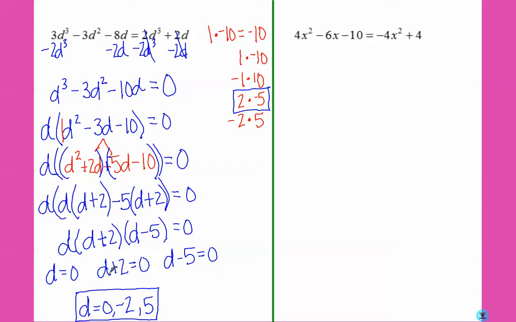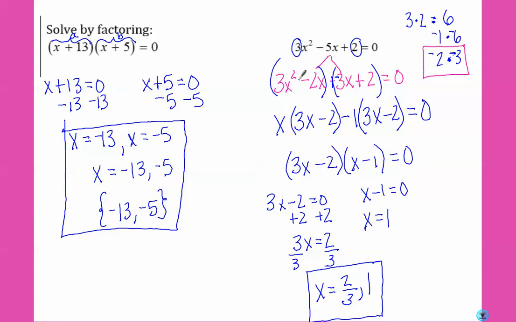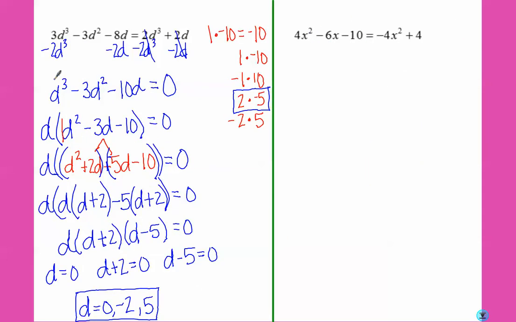Something to notice is, at the beginning, when we had it equal to 0, we had a d cubed. We got 3 answers. Here, we started with x squared. We got 2 answers. That's not a coincidence. If you're starting with x squared, you should get 2 answers. If you're starting with a cube, you should be getting 3 answers. If you had a 5th power, you should be getting 5 answers. You'll go into that more in Algebra 2 as well.